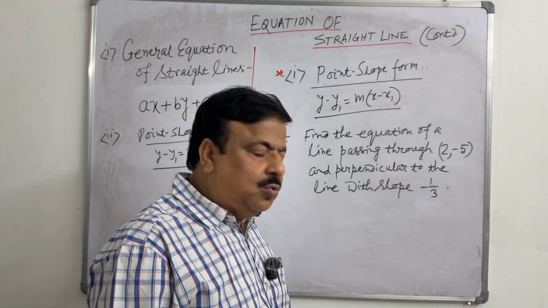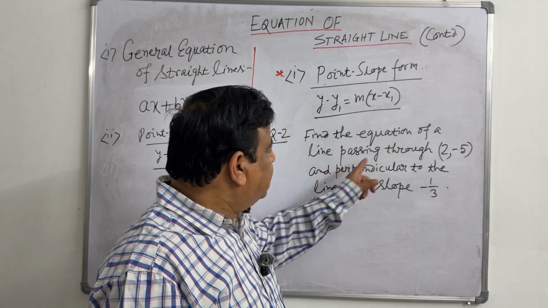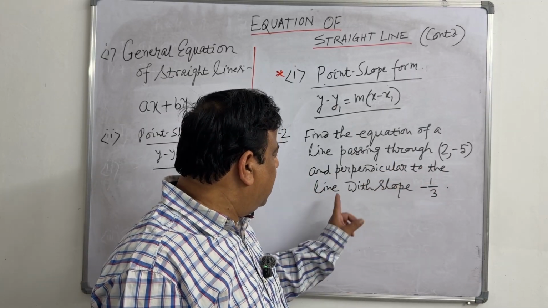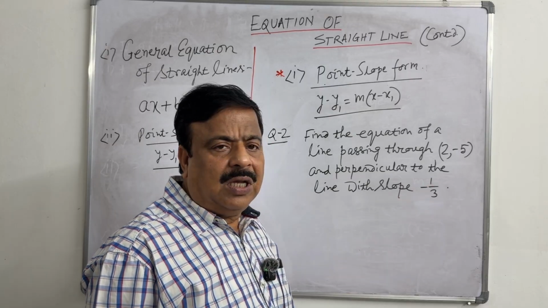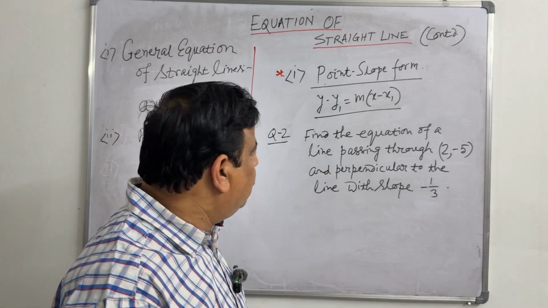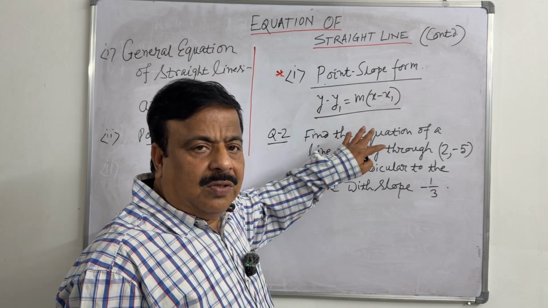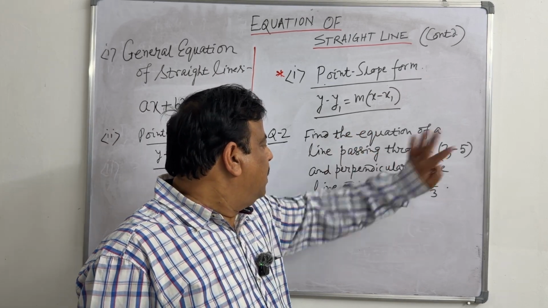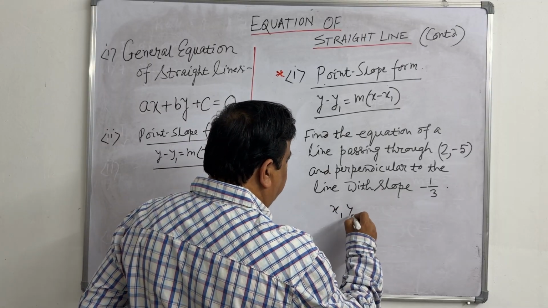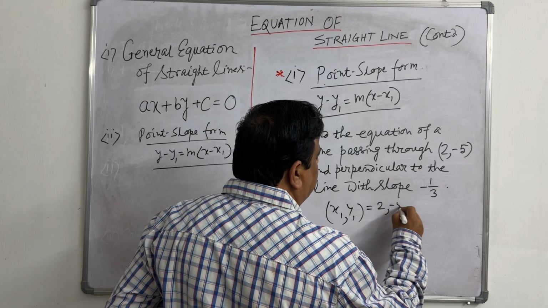चलिए और एक प्रॉब्लम सॉल्व किया जाए. This is problem number 2. What is the problem? Find the equation of a line passing through 2 comma minus 5 and perpendicular to the line with slope minus 1 by 3. Okay. So, you know, to find out the equation, we have to know the point x1, y1 and the slope. Okay. So here x1, y1 is given, that is 2 comma minus 5.